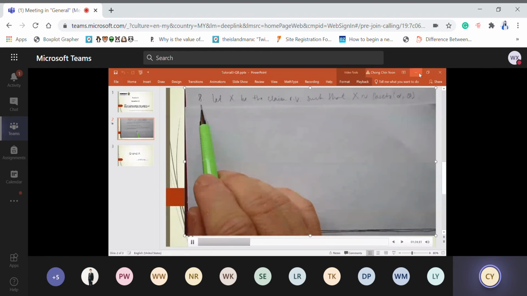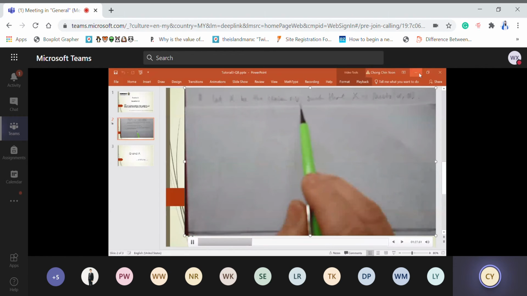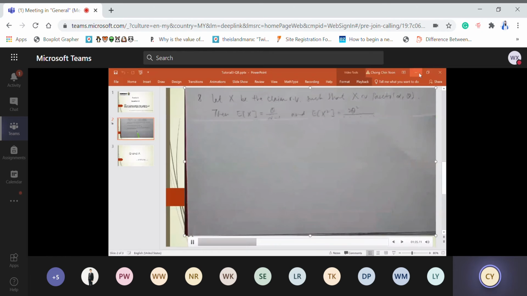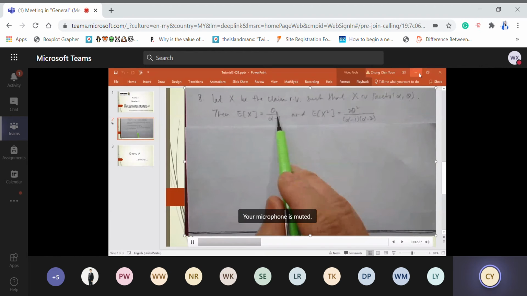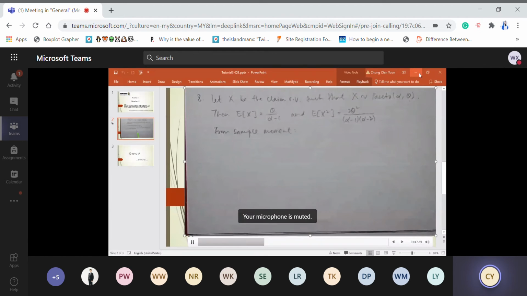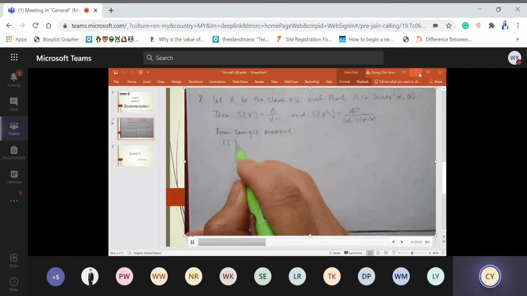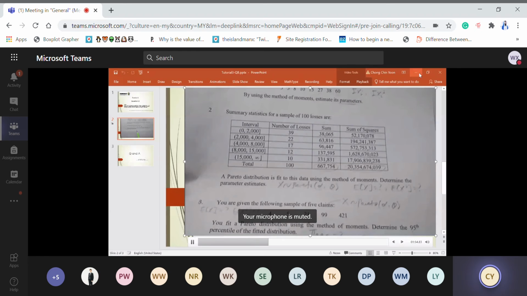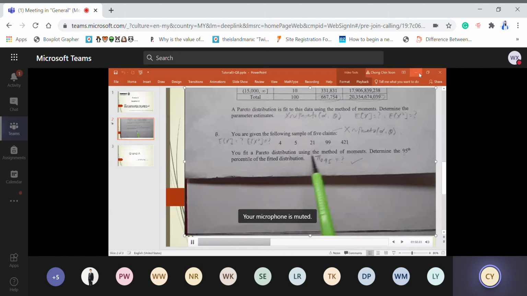Solution for number 8. Let X be the claim random variable such that X is Pareto distributed with parameters alpha and theta. Then from Table C, we get the first raw moment and the second raw moment in terms of theta and alpha. From the sample, the first raw moment equals the sum of all the data divided by the sample size, which is 5.